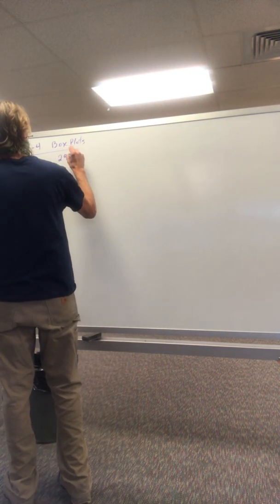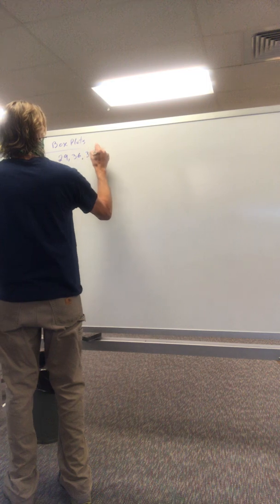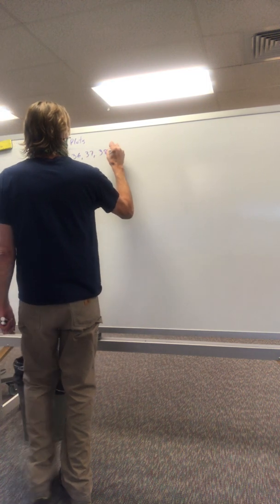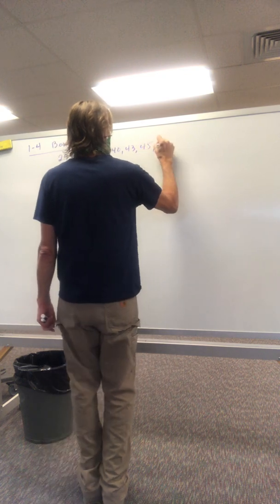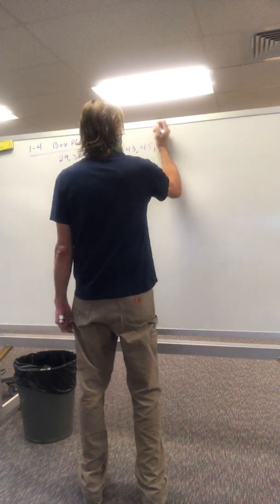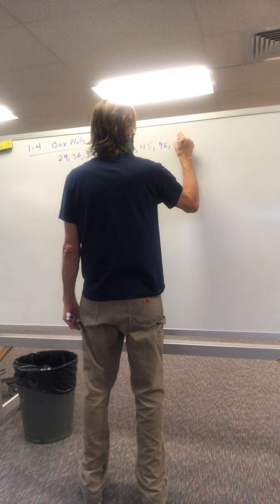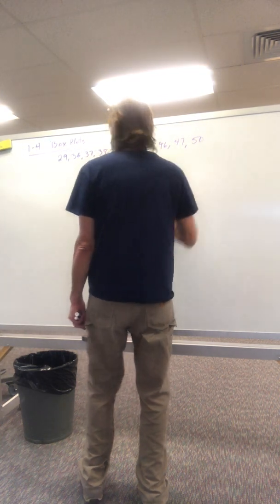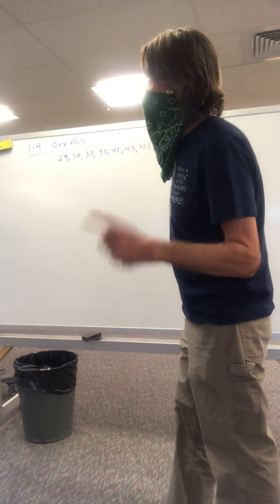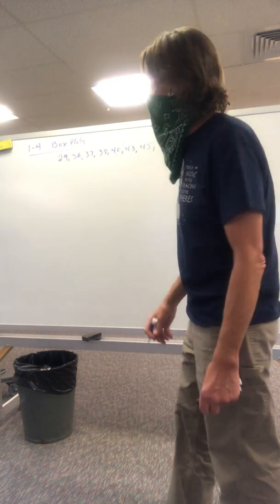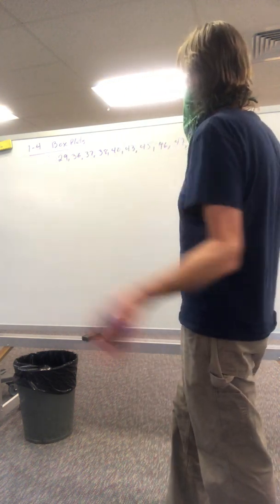29, can you read them to me? 36, 37, 38, 40, 43, 45, 46, 47, 50. Okay, so this is ages. Ages of the best actor Oscar winners from 97 to 2006. So we want to arrange these into a box and whisker plot.